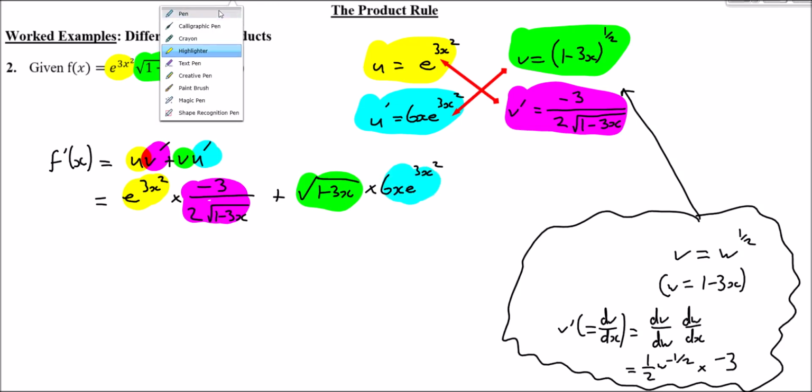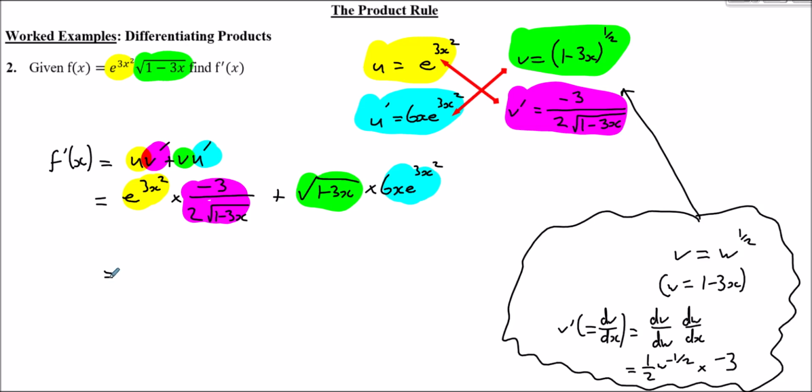So now if you just write this in a slightly neater form, we're essentially just done. So we've got 6x e to the 3x squared multiplied by the square root of 1 minus 3x. Then we can subtract from that minus 3 e to the 3x squared all over 2 lots of 1 minus 3x square rooted. And in my opinion, that's a slightly neater form to write it in.